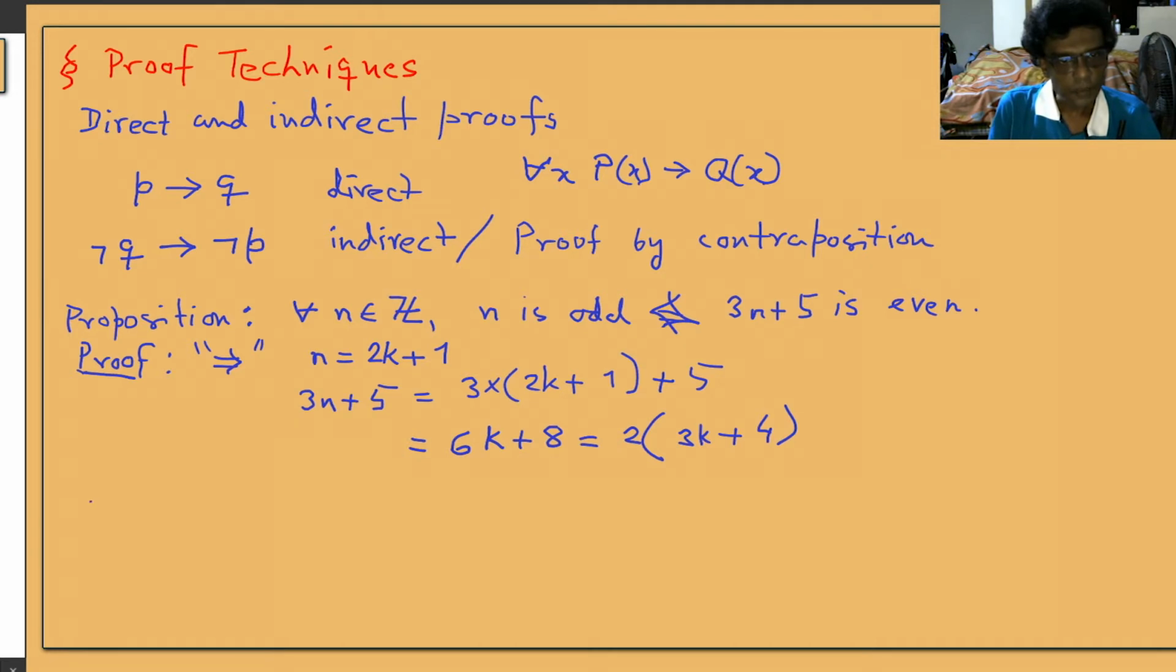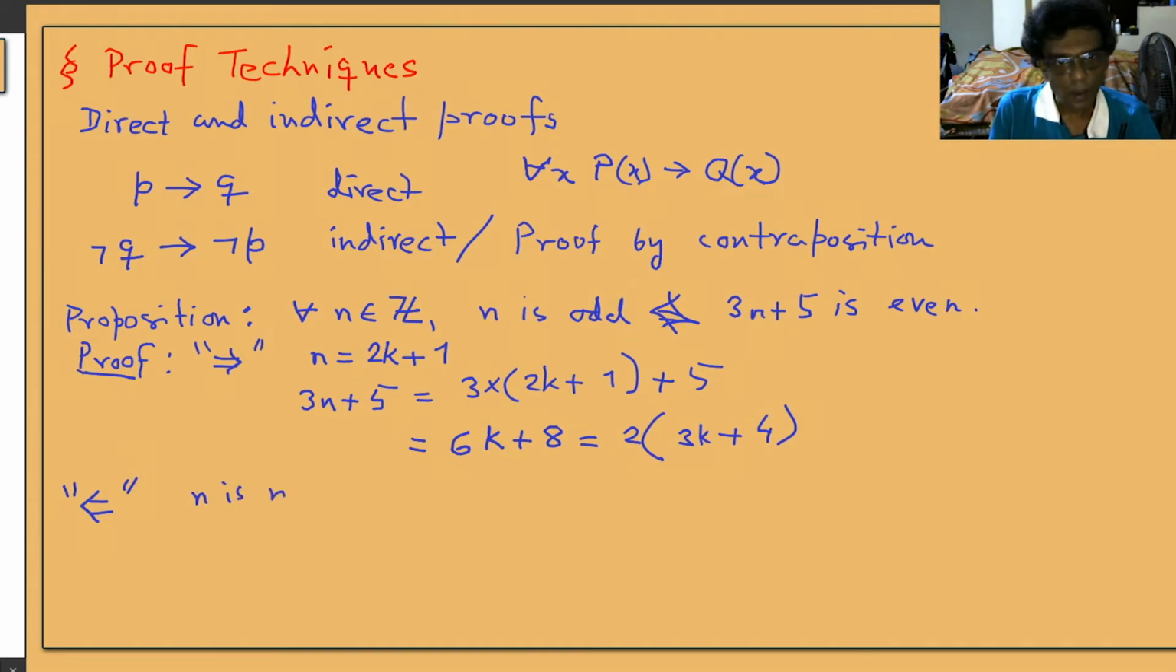And for this part, I will use an indirect proof. So what is the direct proof? If 3n plus 5 is even, then n is odd. Instead, I will prove if n is not odd, 3n plus 5 is not even. Okay. So this is an indirect proof.